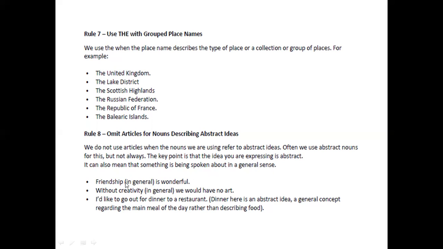For example, friendship, in general, is wonderful. Friendship is wonderful. So here we can omit articles. Without creativity, we would have no art. So it is also in general. I would like to go out for dinner to a restaurant. Here, dinner is an abstract idea and a general concept regarding the main meal of the day rather than describing food. So here we can omit articles for nouns which describe abstract ideas.